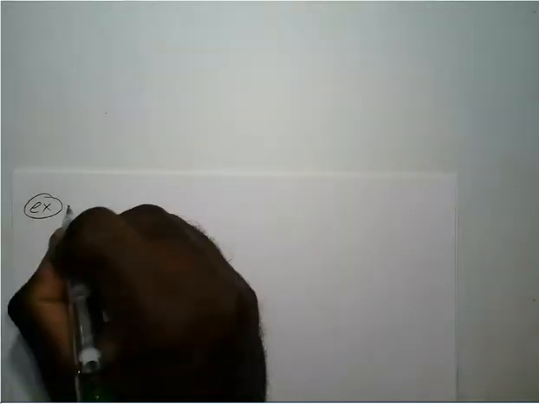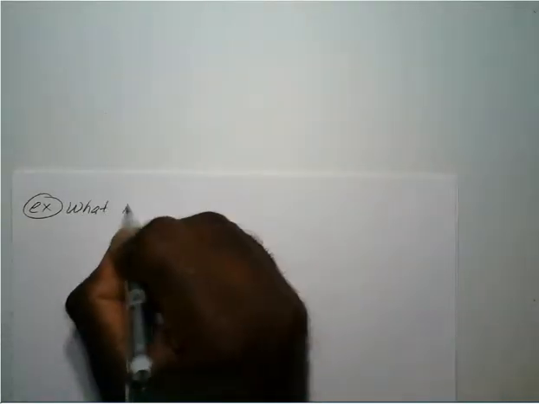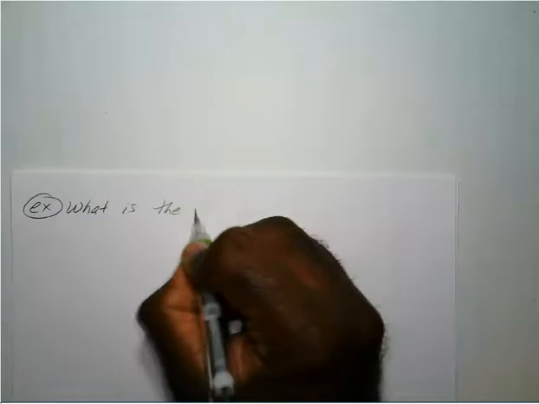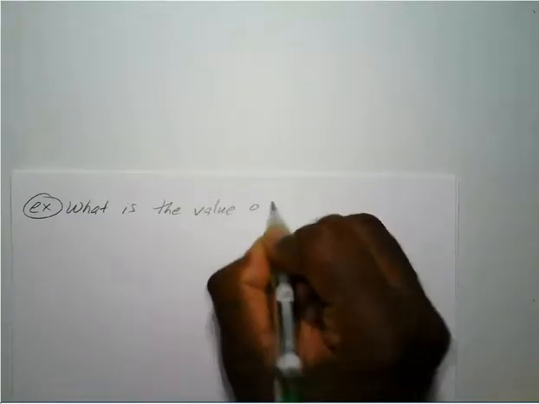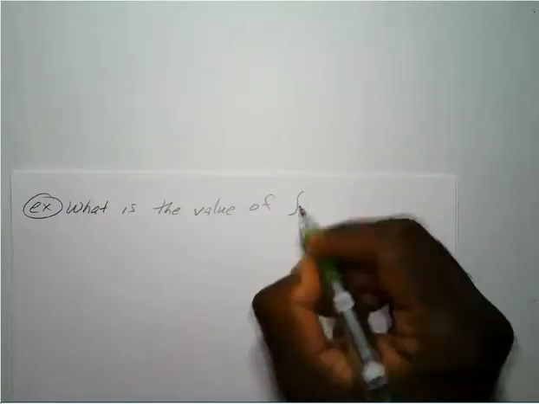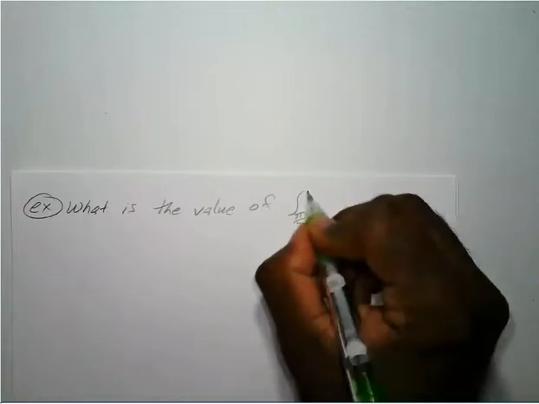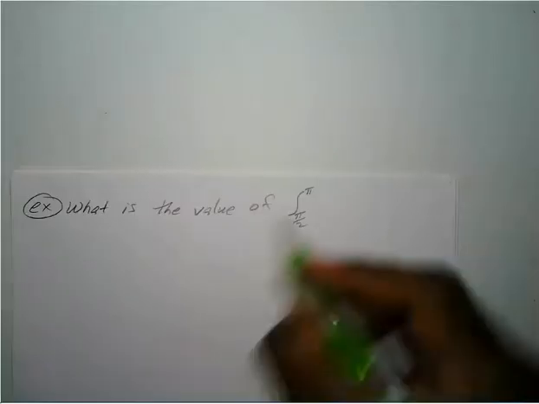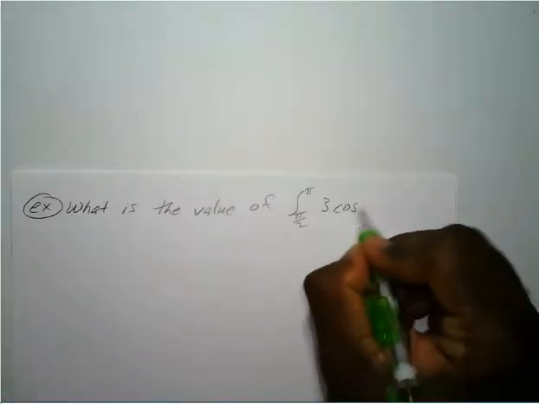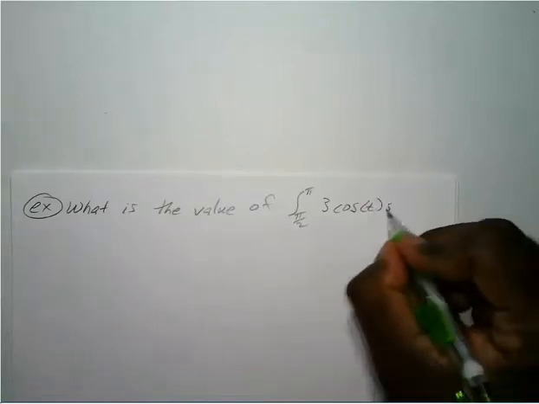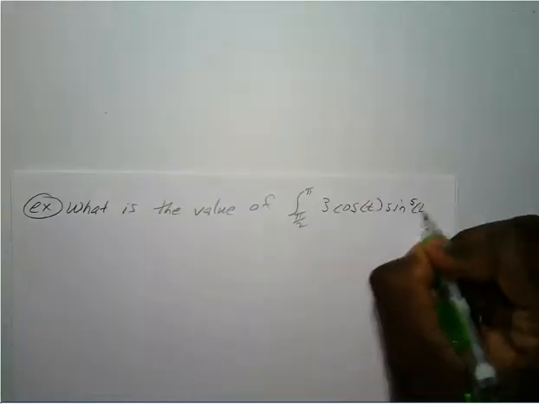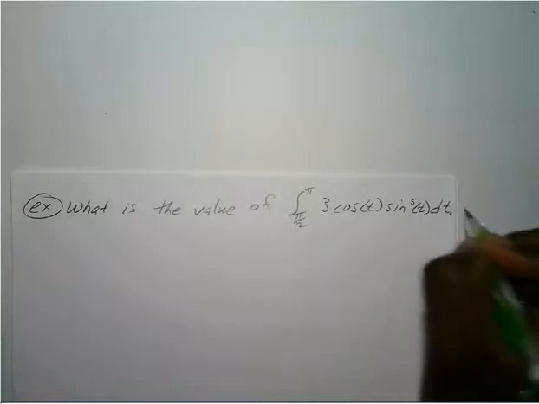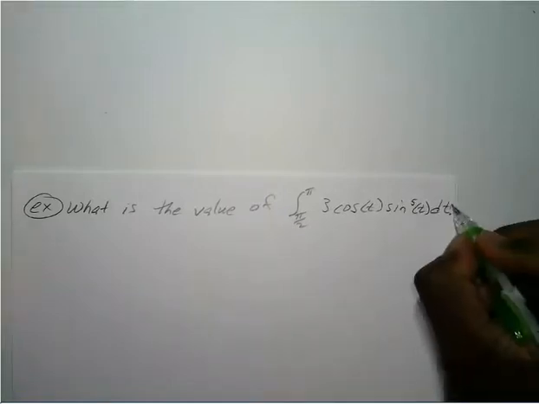All right, so now we're going to solve a definite integral. Okay, so what is the value of the integral from pi over 2 to pi of 3 cosine of t sine to the 5th of t with respect to t? And it should be a question mark there.